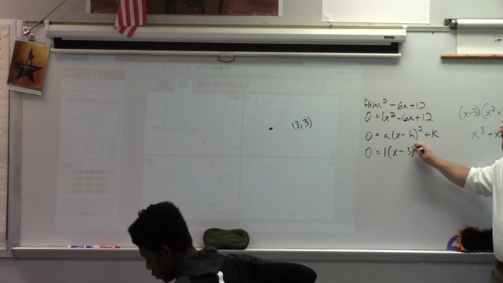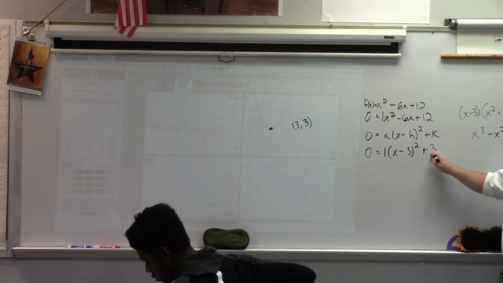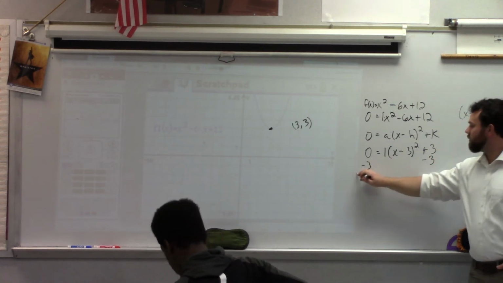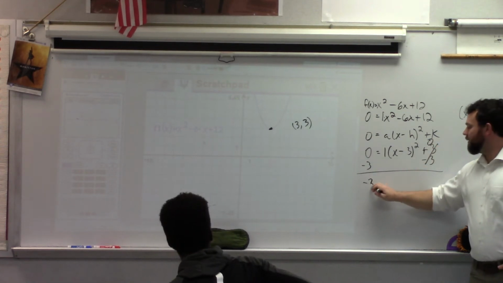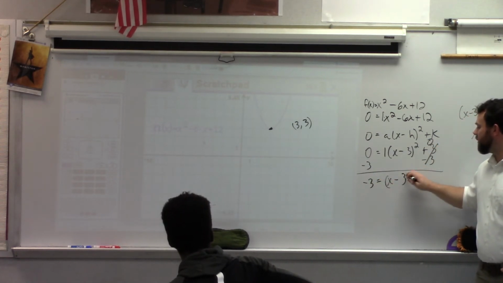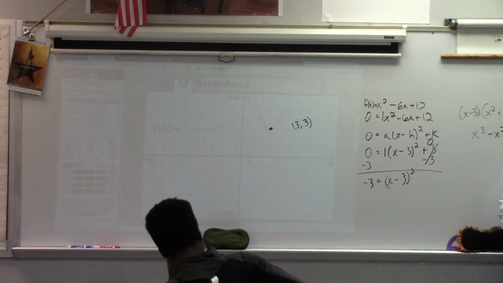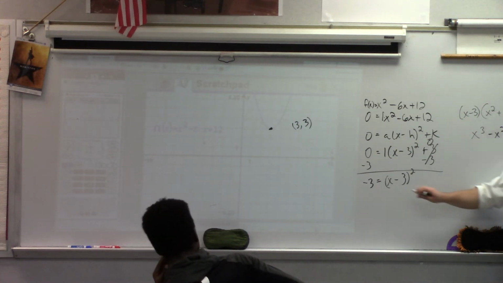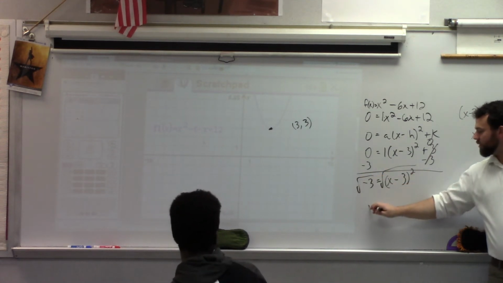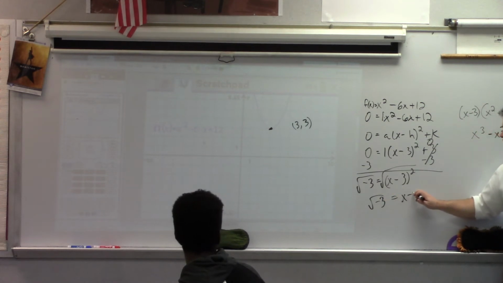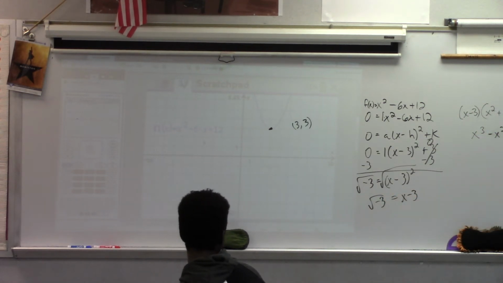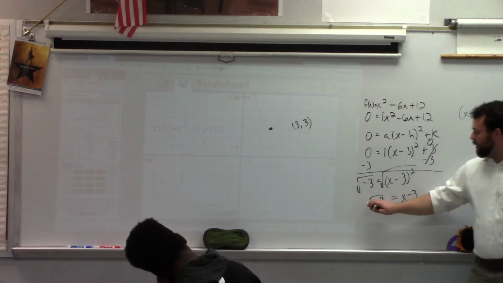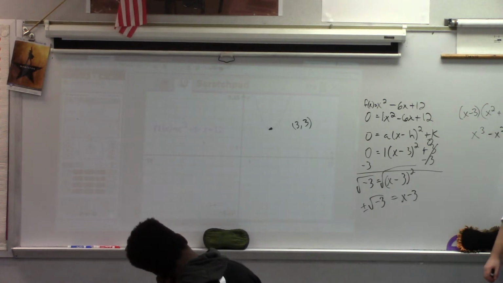3 squared plus 3. Now I can solve this equation. So negative 3 is equal to x minus 3 squared. So what am I going to do next? Take a square root. So just the square root of negative 3 is equal to x minus 3? Alright, anytime I take that square root, I've got to do plus or minus. But also remember, I'm taking the square root of a negative, so what kind of number am I going to get?